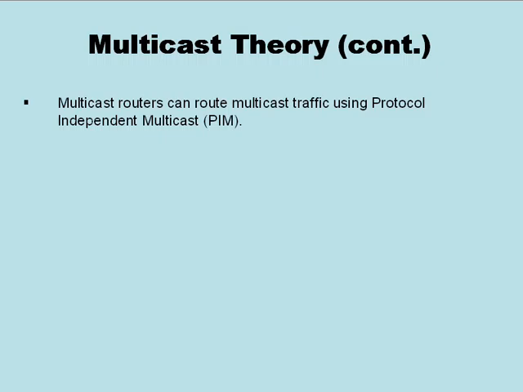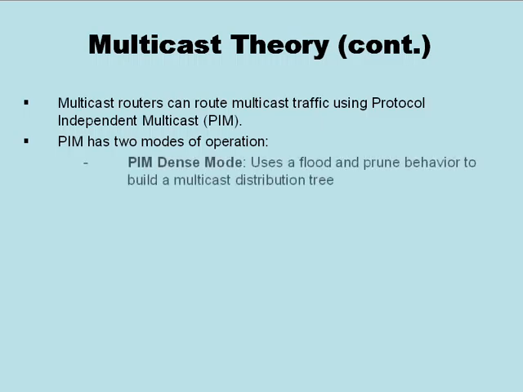And when we talk about PIM, realize that PIM has two modes of operation. There is PIM dense mode and PIM sparse mode. First, PIM dense mode is going to use a flood and prune behavior to build a multicast distribution tree. Let's talk about what that means. We mentioned that when a multicast source sends traffic throughout a multicast network, that traffic would be replicated appropriately by routers and switches. The replication of that multicast stream can be visualized as branching out to all the receivers to form a tree, a multicast distribution tree.